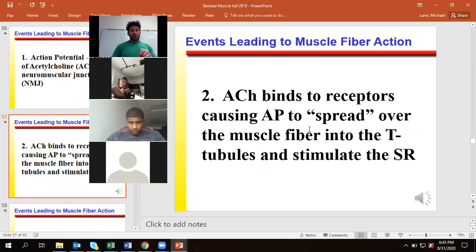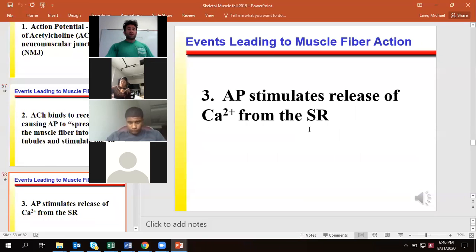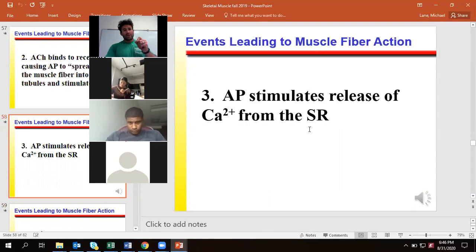Once it binds to the ligand-gated receptor, it's going to eventually cause the voltage-gated receptors to open once we hit threshold. This action potential is then going to go from the neuromuscular junction down the sarcolemma and into the T-tubules, which is going to stimulate, through the DHP into the ryanodine receptors, the SR to release calcium from calmodulin.